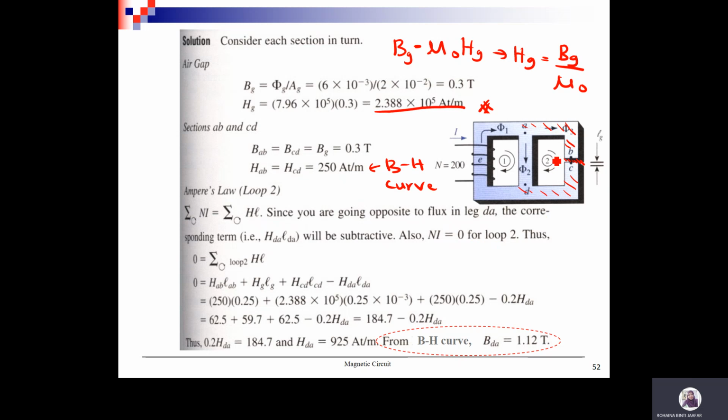Why is Ni equal to 0 at loop 2? Because you don't have a source here. The source is only at loop 1. So 0 equals the total of HL at loop 2.